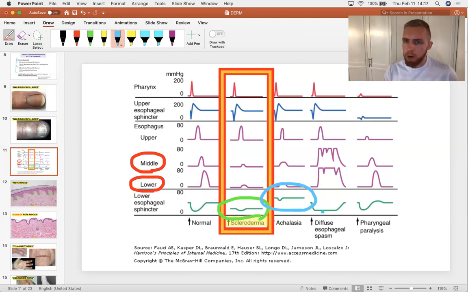And again, the hallmark of achalasia is that you can't relax that lower esophageal sphincter. But in scleroderma, you have no problem getting that sphincter to relax because there's nothing wrong with the neurons. It's just solely a collagen thing. So that LES pressure differentiates achalasia versus scleroderma.